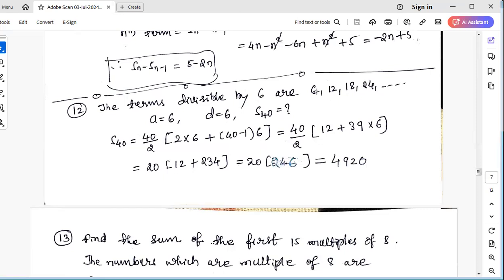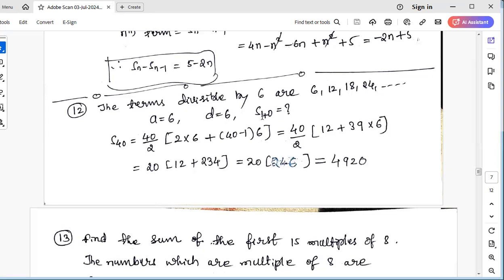First few terms, they are 6, 12, 18, 24. Because you can see these are all numbers divisible by 6, or these are also called the multiples of 6. So this is the AP, and these are the few terms. And in this AP, first term a is 6 and the common difference is 6 because 12 minus 6 gives 6. And we have to determine the sum of the first 40 terms.